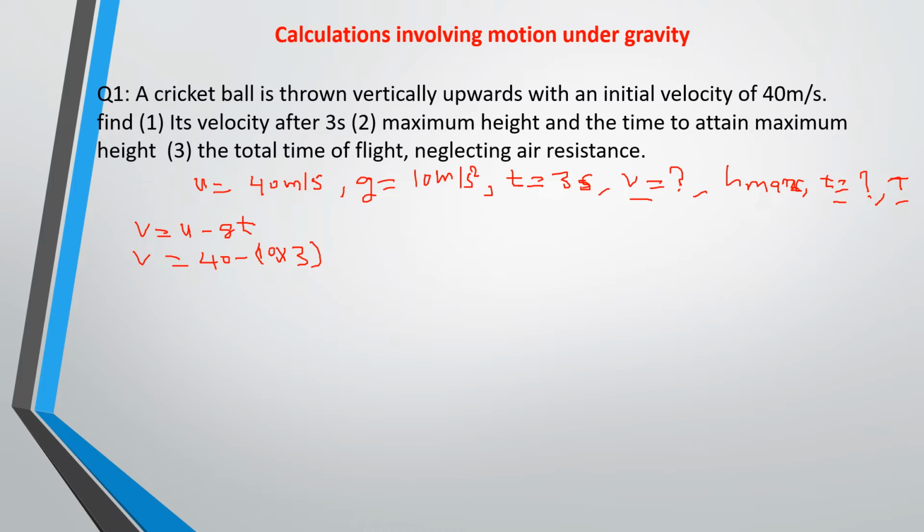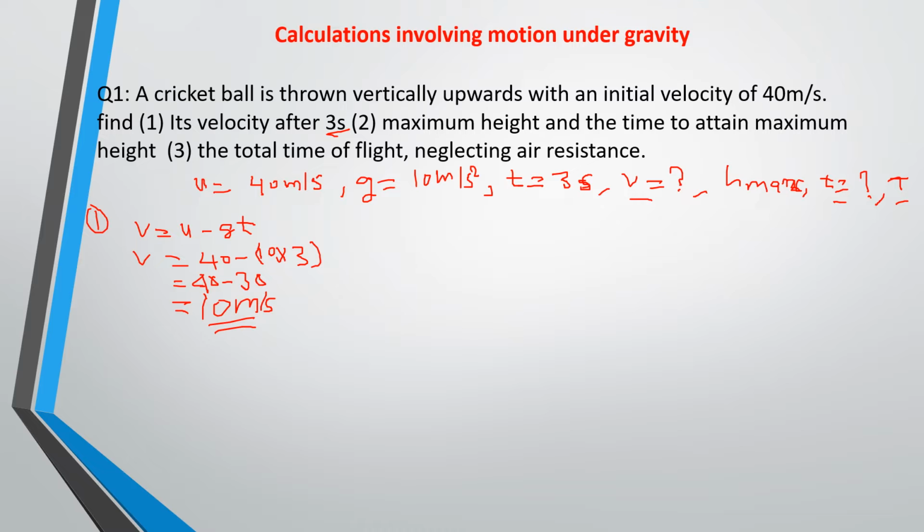If you work this out, you are going to have 40 minus 30. 40 minus 30 will give you 10 meters per second. Alright, so this is the velocity at time t, that's at time 3 seconds. So that's the first part of that question.